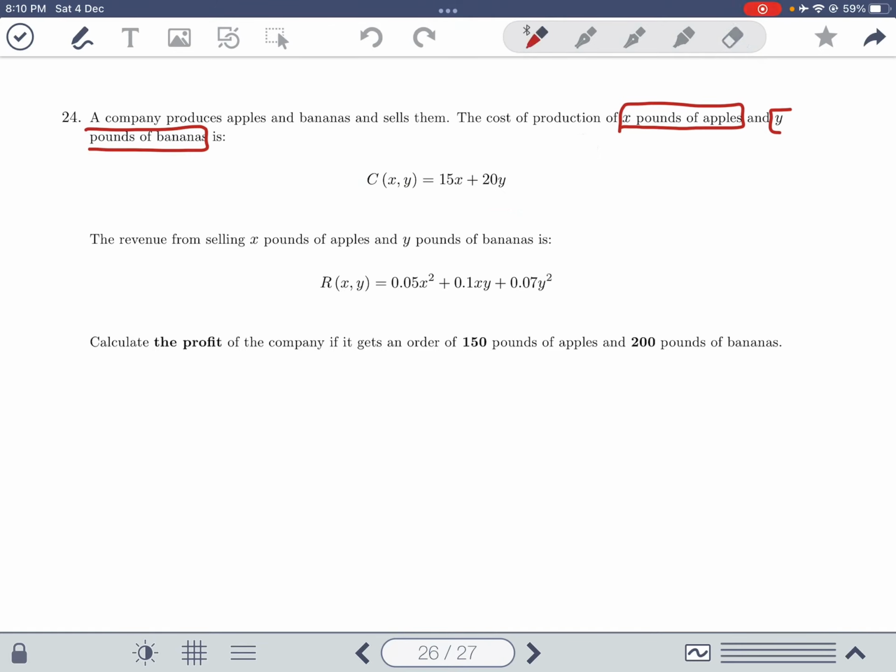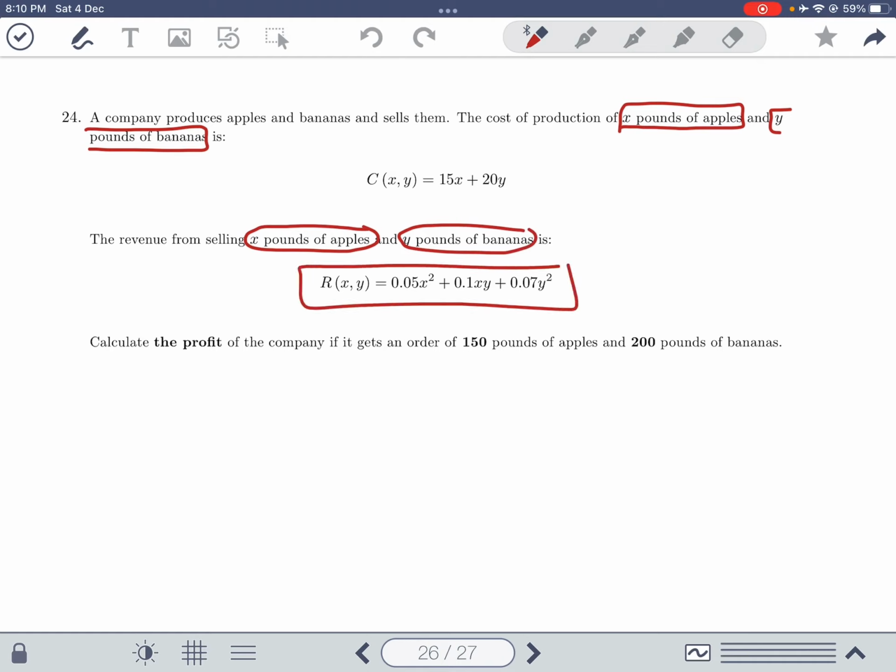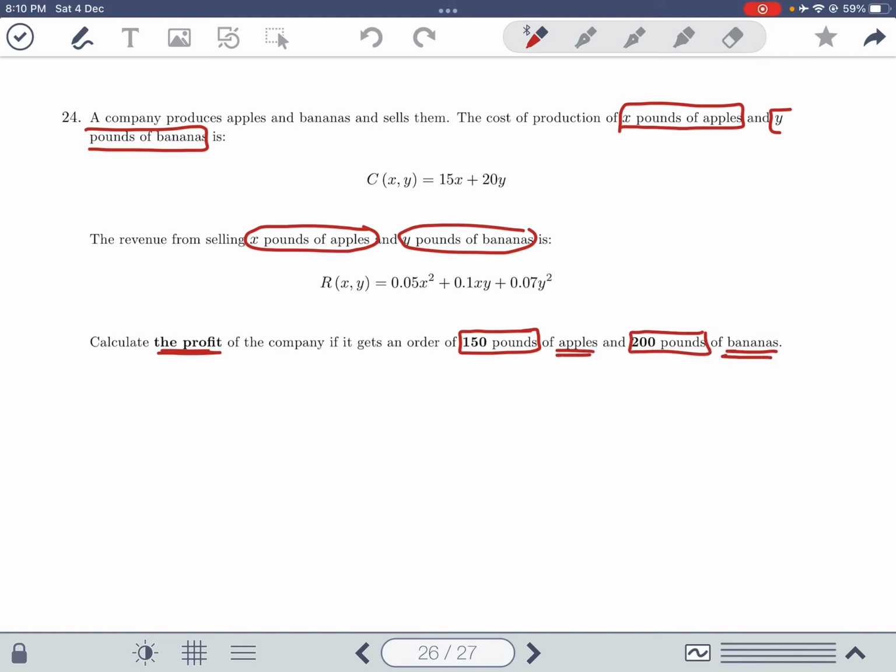Okay, and the revenue from selling X pounds of apples and Y pounds of bananas is given here. That's the revenue. And the question is calculate the profit of the company if it gets an order of 150 pounds of apples and 200 pounds of bananas. So remember, X is for apples and Y is for bananas, the number of pounds of each.